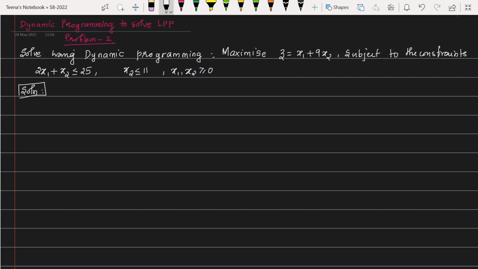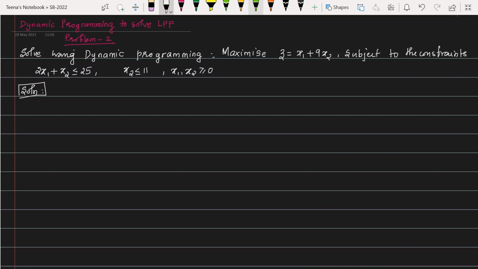So here we are going to solve another linear programming problem through the technique of dynamic programming. Consider the question: maximize z equal to x1 plus 9x2 subject to the constraints 2x1 plus x2 less than or equal to 25, x2 less than or equal to 11, x1, x2 greater than or equal to 0.